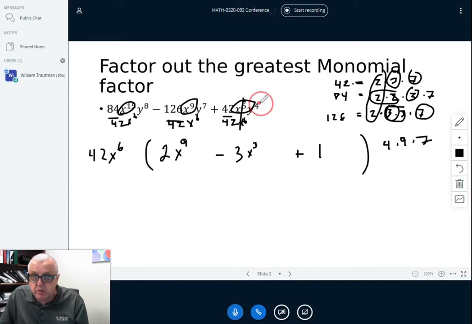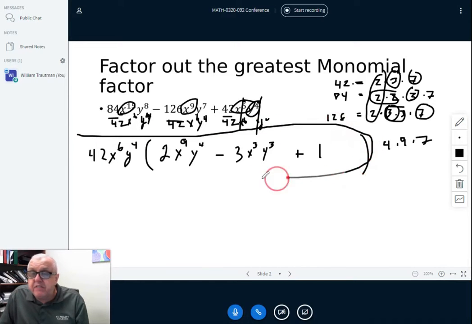Then the smallest power of y is y^4. y^8 divided by y^4. 8 minus 4 is 4. Divide by y^4, you get y^3. Divide by y^4, and they cancel. So this is the answer if it said factor out this term, this expression.